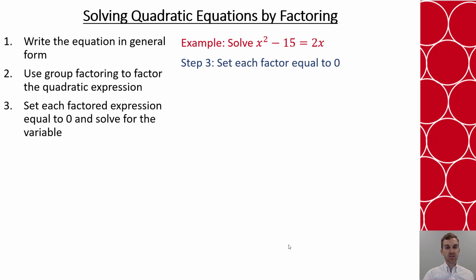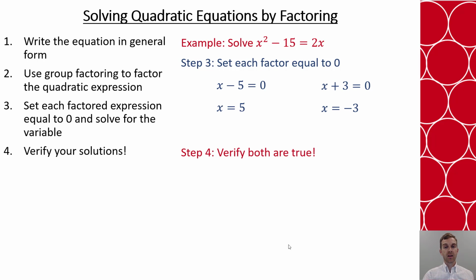Now I take each of those factors and set them equal to 0. So x minus 5 equals 0. I add 5 to both sides. Now that gives me x equals 5. If I have x plus 3 equals 0, I subtract 3 from both sides to get x equals negative 3. Now I want to verify them by substituting back in 5 and then substituting back in negative 3.